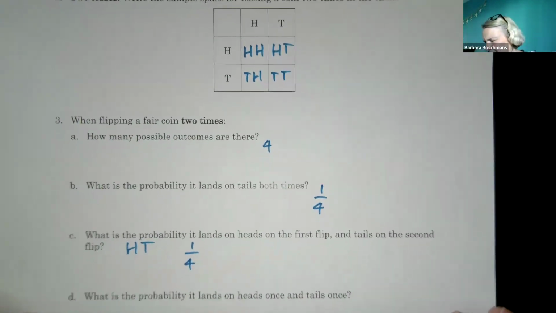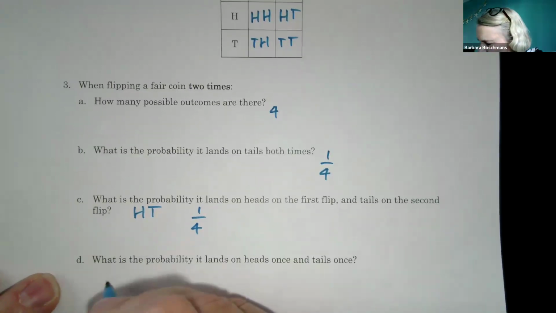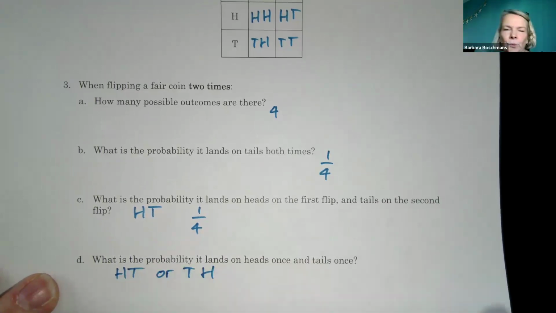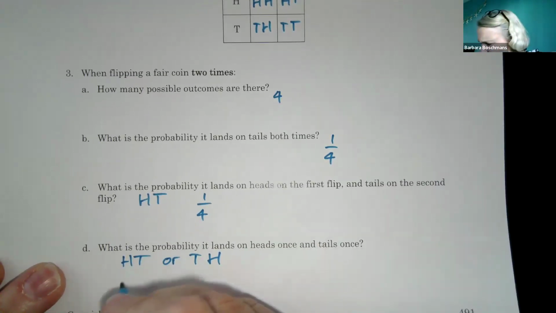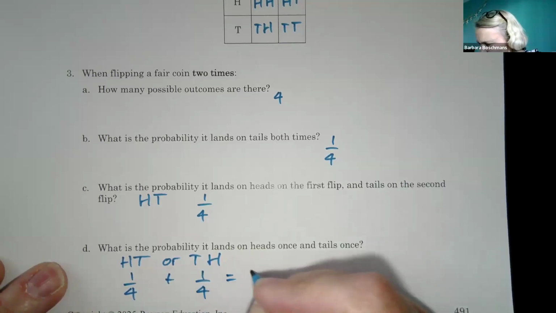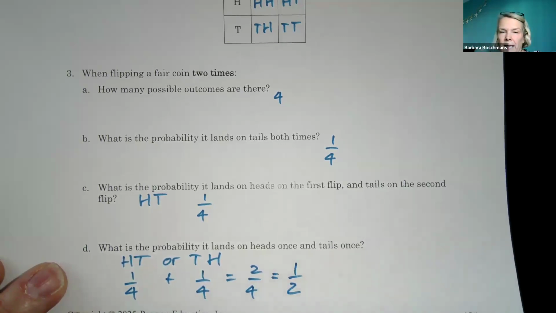What's the probability it lands on heads once and tails once? If they don't specify the order, you need one head and one tail. So you have 2 different choices. Each of these is 1/4, and adding, you get 2/4, simplified to 1/2. So pay attention if they specify the order or they don't.